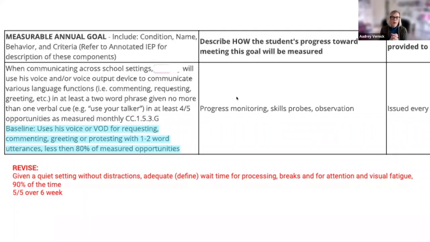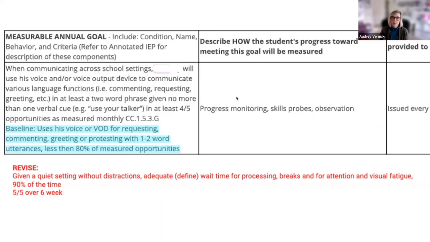I would want to say something like, given a quiet setting without distractions, because I happen to know this child has a central auditory processing disorder. Adequate, which you would have to define what adequate is, wait time for processing, breaks, how often, how many, et cetera, for attention and visual fatigue, 90% of the time in 5 out of 5 trials measured over a 6-week period, et cetera, right? Or communicating across school settings happens every day.